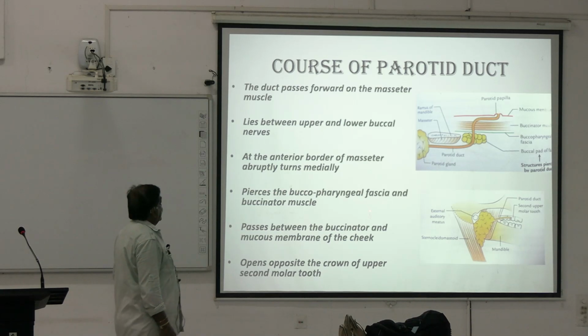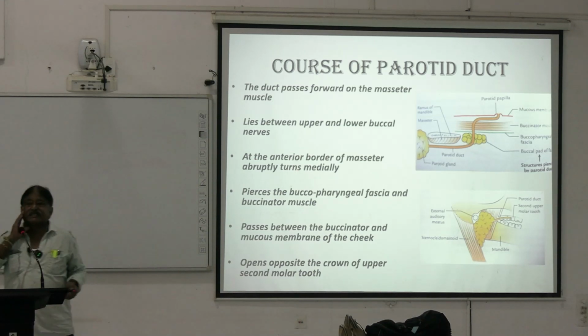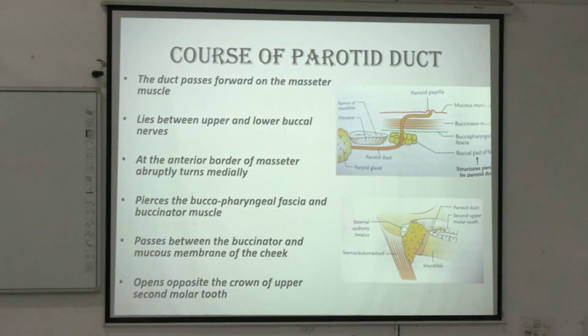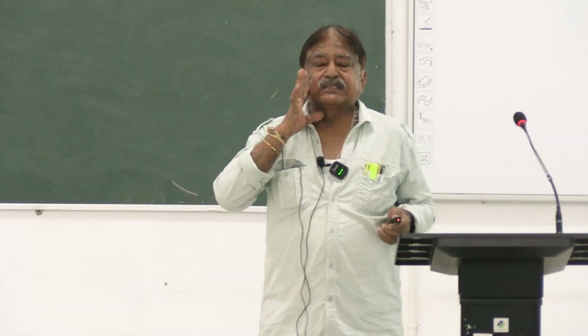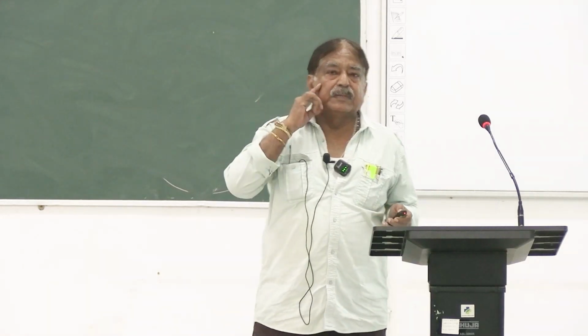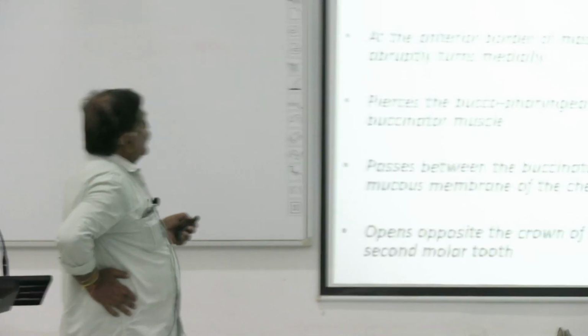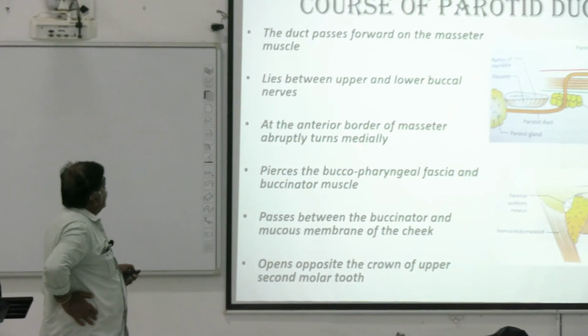Now it pierces the buccopharyngeal fascia and buccinator muscle, and at the anterior border of the masseter abruptly turns medially. You do like this, okay? Do like this and curve it. The anterior border of the masseter. You just do this, and you can locate the anterior border of masseter where it abruptly turns medially.